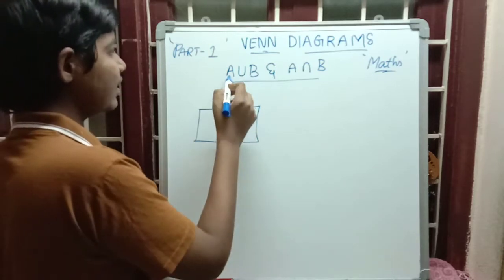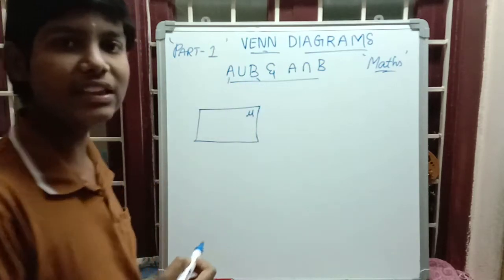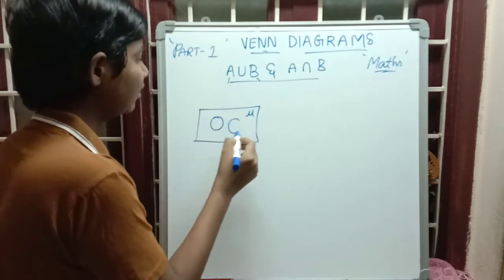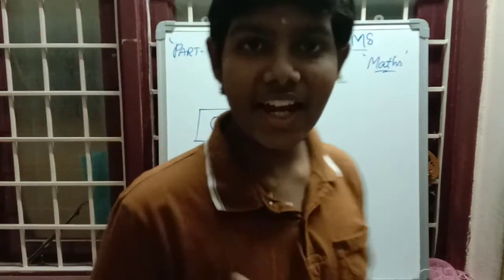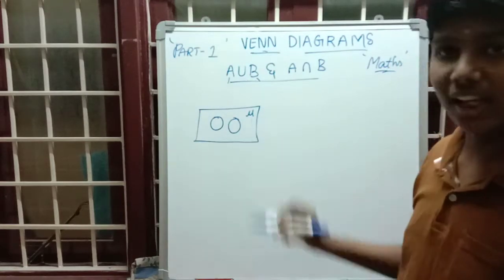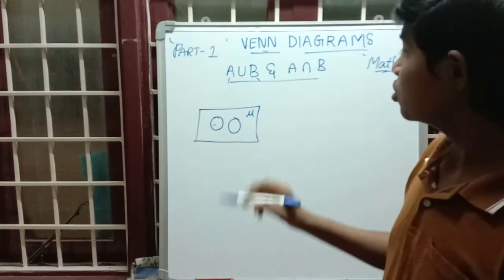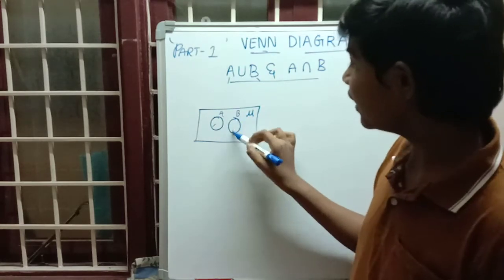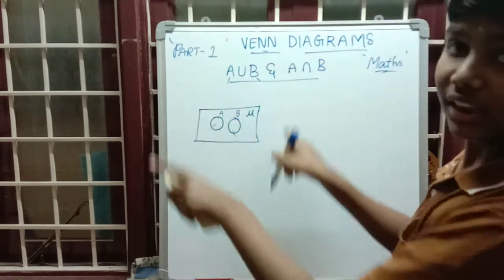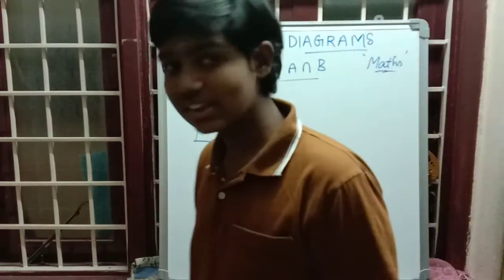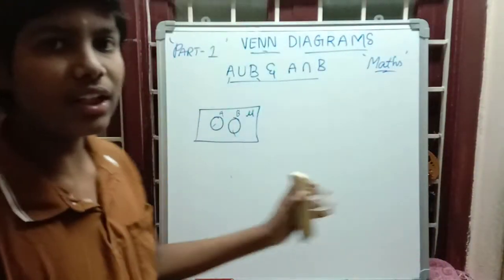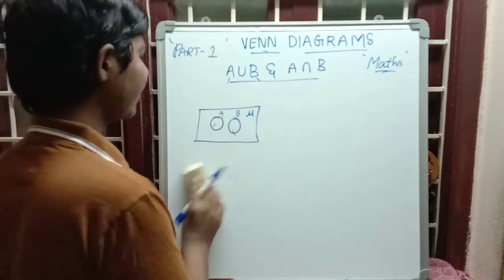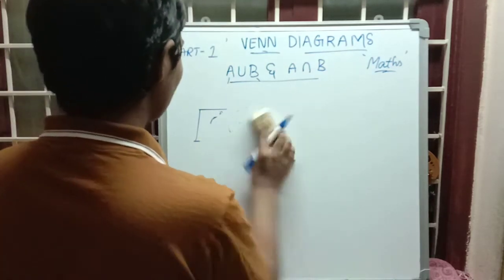So set A is there, set B is there. In this rectangle, how will we write them? With the help of circles. Set A elements we will write in one circle, and set B elements we will write in the other circle. Overall, in the rectangle box is mu, the universal set. So this is the brief introduction of the Venn diagrams and how we denote them. By examples we will understand how to draw.